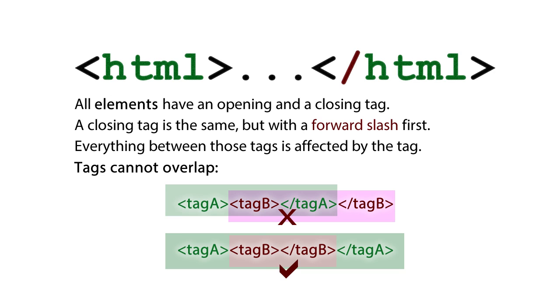So, back to the theory for one last time. Every tag must open and close. Some can be written so they close themselves, but we'll look at that later. The opening and closing tags are always the same, only the closing tag has a / at the beginning. Everything between the opening and closing of the tag is wrapped by it, and so is affected by it.